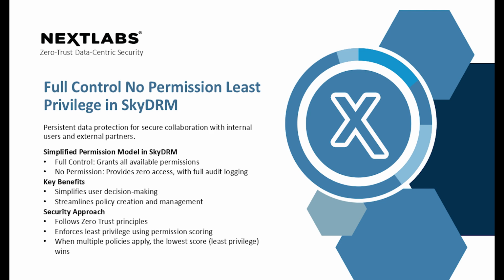In addition, SkyDRM enforces the principle of least privilege as part of a zero-trust architecture. Each permission is assigned a score, and when multiple policies apply, the system automatically selects the one with the lowest score, ensuring users receive only the minimum access necessary. Let's take a closer look at how this works in practice.